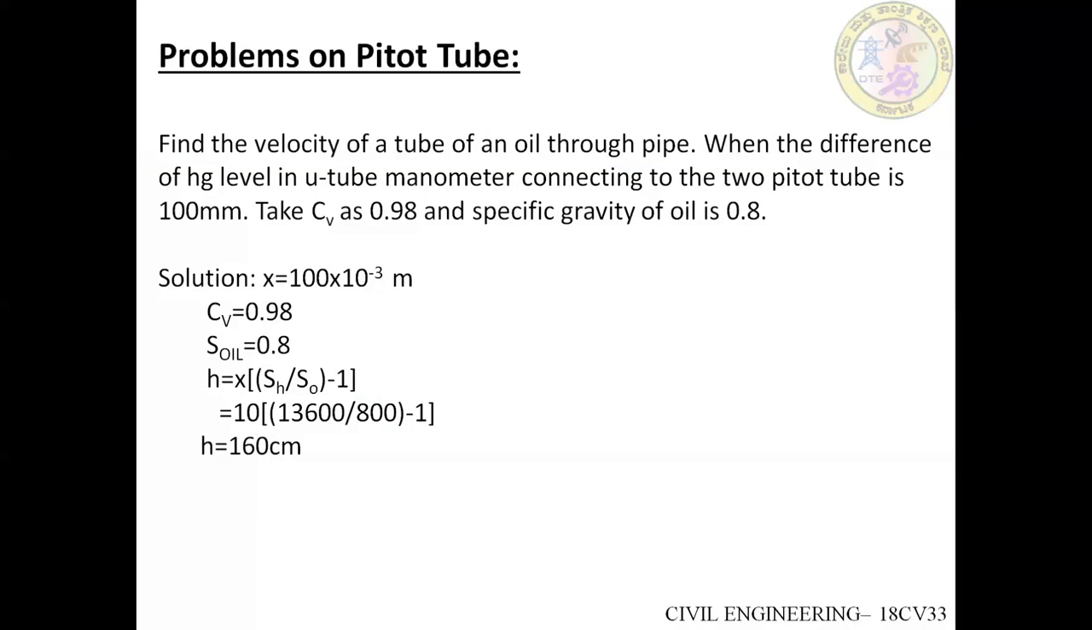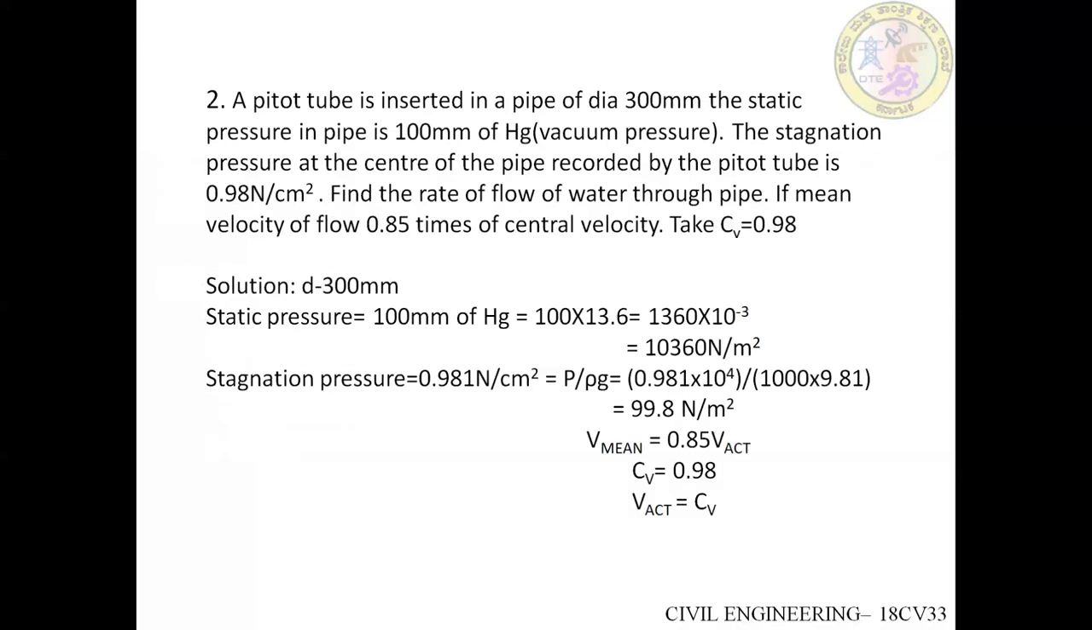So here, the X value is given, the manometer value is given, that is 100 mm. If you convert that to meters, it will be 100 into 10 power minus 3. The CV value is given and also the specific gravity of oil is given. So you can determine the H value by using the formula H = X into (SH by SO minus 1).